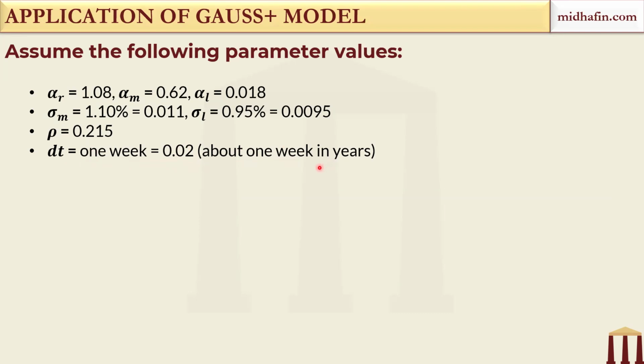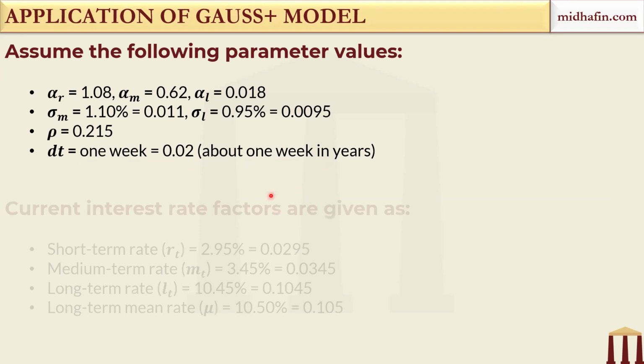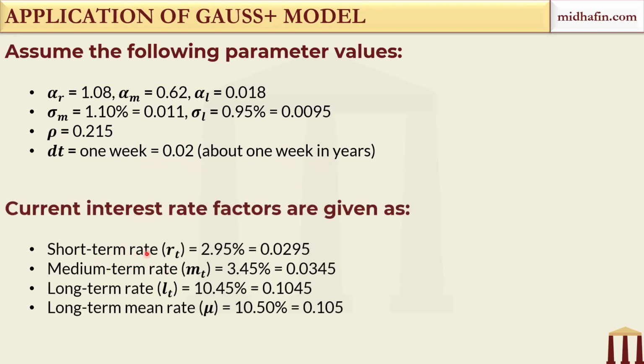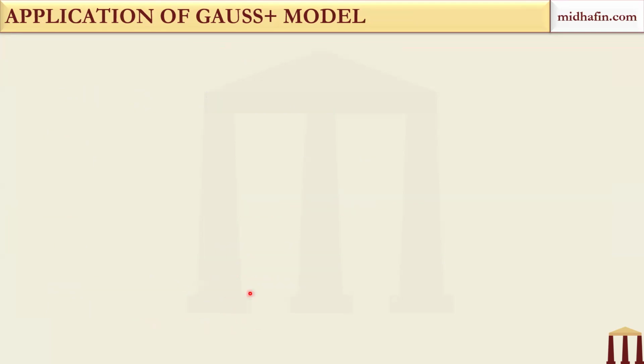Now we also have to assume the numbers for the current state of interest rates. So we'll start off with these rates: the short-term rate 2.95%, medium-term rate 3.45%, and long-term rate 10.45%. And finally, the long-term mean rate, the equilibrium rate, is 10.5%. Okay, these are our assumptions.